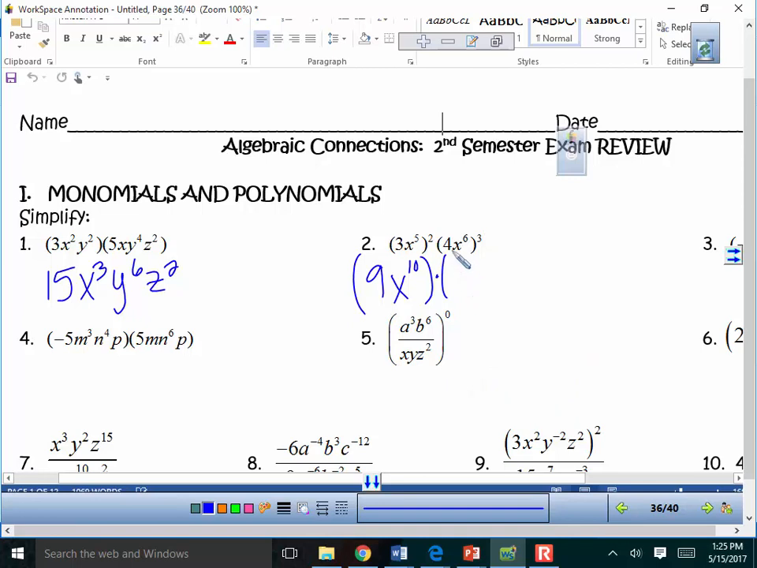With this 4x to 6, we're raising it to the 3rd power. So how do we raise 4 to the 3rd power? 64, very good. And then what about the 6 and the 3? Right. x to the 15th. Good. Now, 18, sorry.